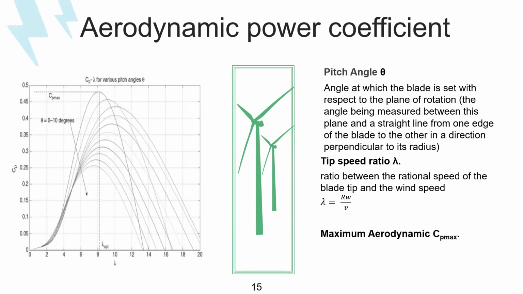And you can see from it that we obviously need a high coefficient of aerodynamics. So for a CP max of approximately between 0.45 and 0.5, we should have a tip speed ratio of approximately 8 in order to get the optimum power output for the wind turbine.